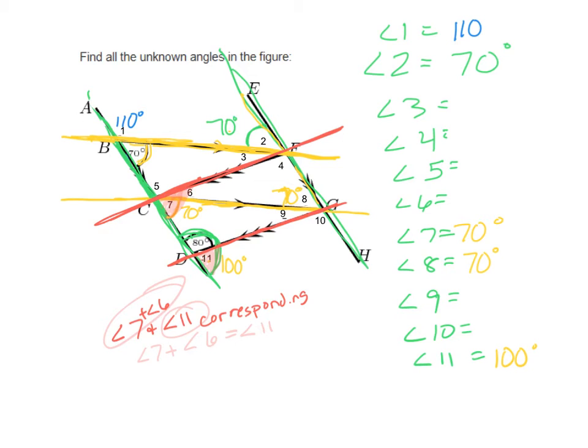So angle 7 is 70 degrees plus angle 6, which we don't know, and those are equal to angle 11, which is 100. Subtract 70 from both sides. Angle 6 equals 30.